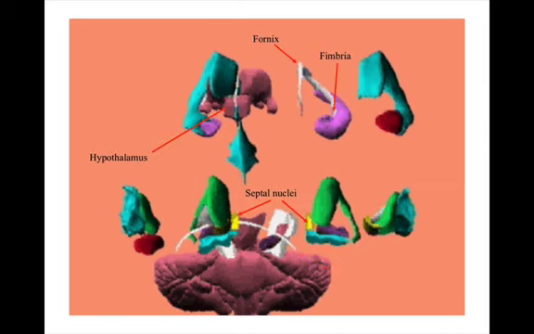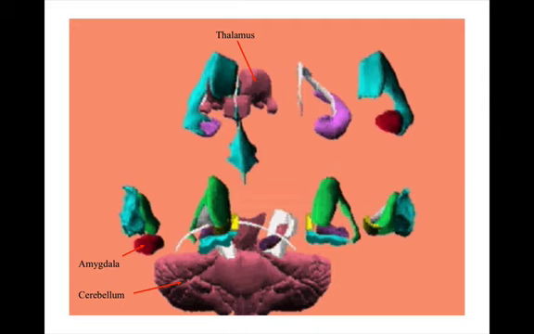You can see again how the fornix axon bundle begins along the top of the hippocampus, and at that point it's actually called the fimbria. Then it curves up and over to end in the septal nuclei and the hypothalamus. The amygdala, cerebellum, and thalamus are also illustrated.